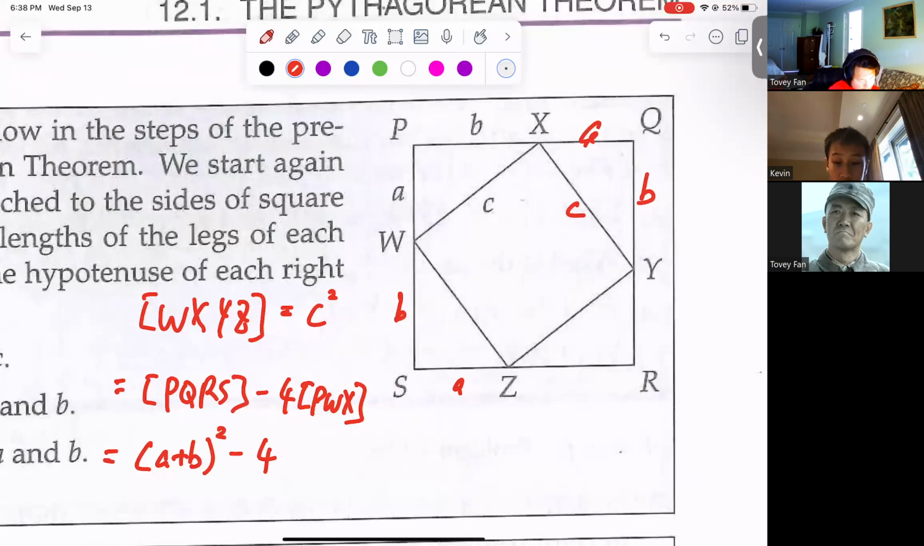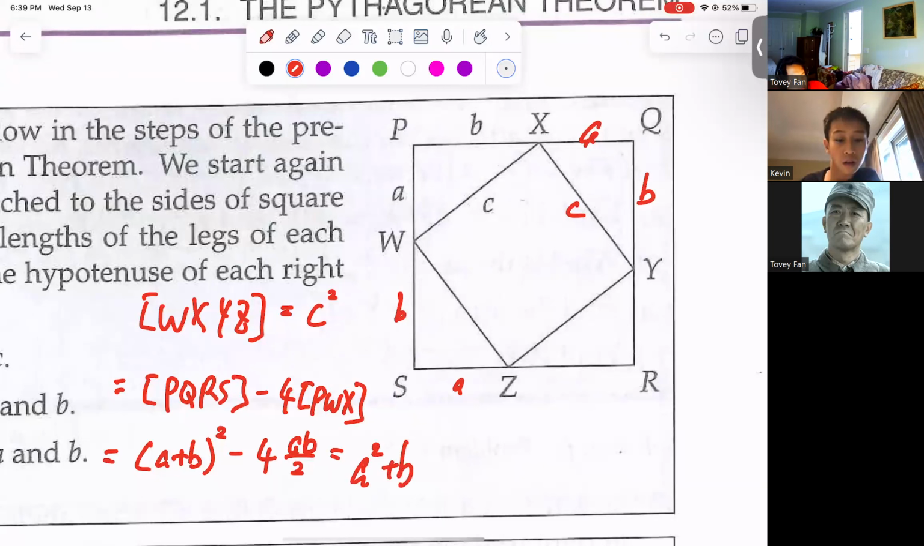The area of each triangle is A times B divided by 2. Very good. Can you open up brackets and simplify? A squared plus 2AB plus B squared minus 4AB, which is A squared plus B squared. Yes, so it just becomes A squared plus B squared, right? See? They're equal.